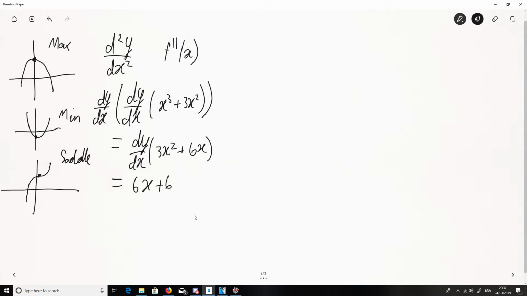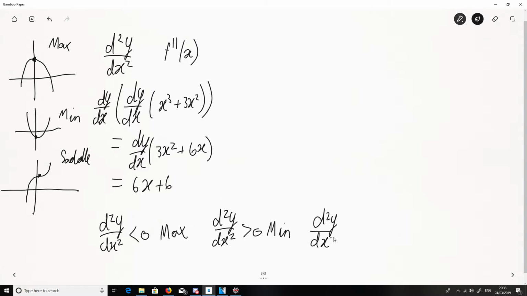Now, the usefulness of this is when we take the second derivative, if we find d squared y by dx squared is less than 0, it means that we have a local maximum. So if we have it less than 0, it's a maximum. If we find that d squared y by dx squared is greater than 0, it's a minimum. And if we find d squared y by dx squared is equal to 0, that means it's a saddle point.